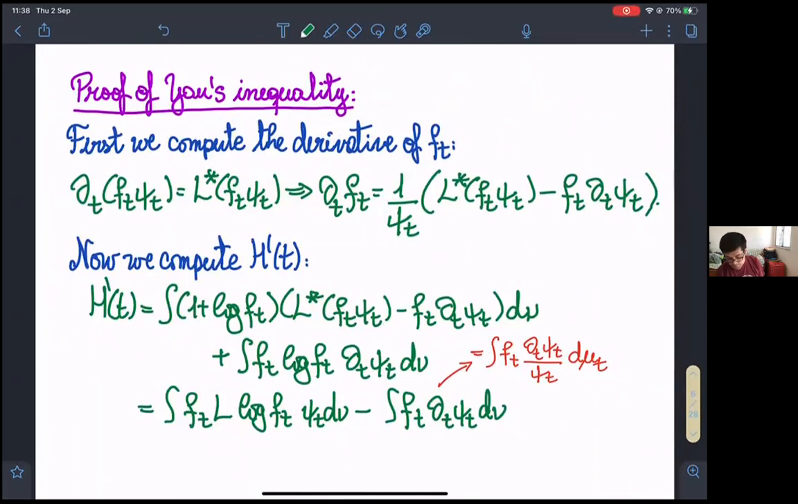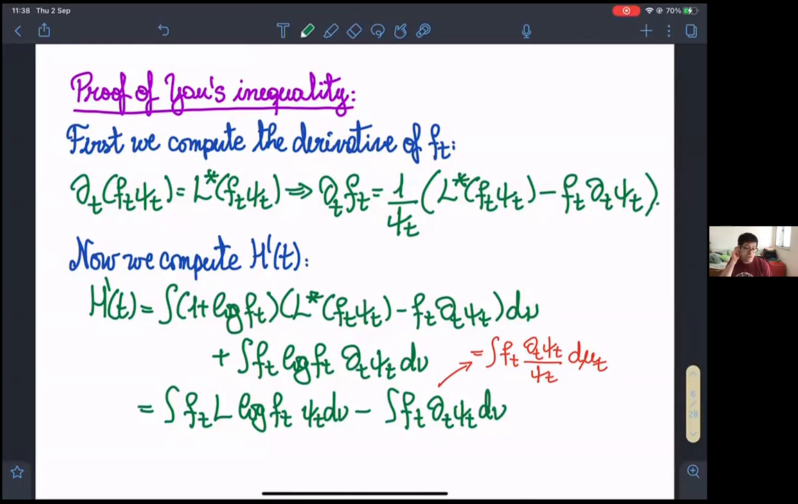So we start doing some computation. The first thing is that, recall, ft does not satisfy the Fokker-Planck equation. What satisfies the Fokker-Planck equation is actually ft times psi of t. But then from the Fokker-Planck equation, we can compute the derivative of ft. Okay, it's just using the product rule, and we get this expression. So using this expression, we can just compute h prime of t. And then when you do the derivatives, what you get is the formula there.